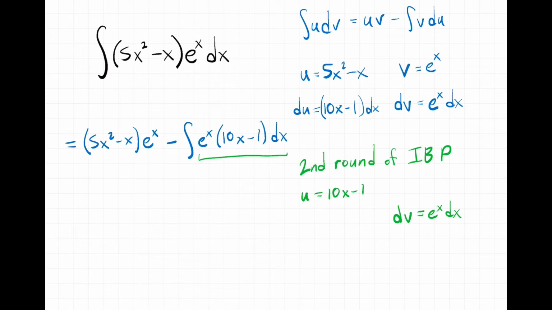And again, we will differentiate our u to get du. That's going to be 10 dx. And we'll find the antiderivative of our dv to get v, that is e to the x.